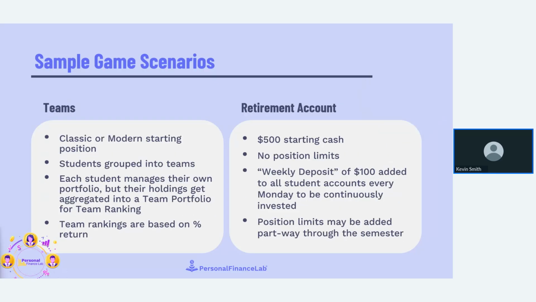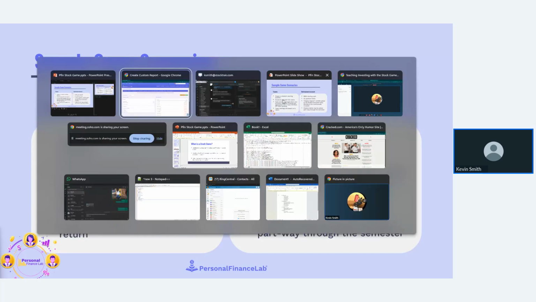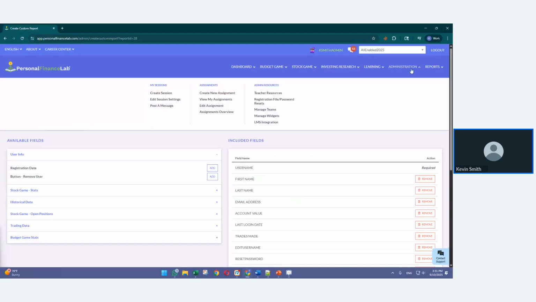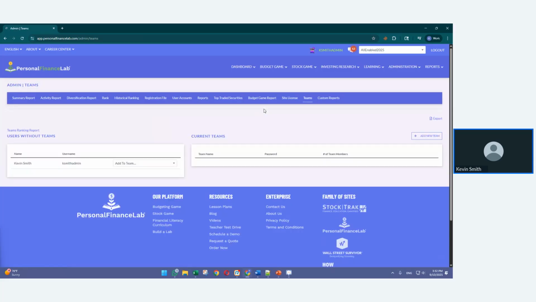A couple more sample scenarios that you can use is teams. So teams in Personal Finance Lab refers to our teams functionality. And if you were to go into the admin reports, there's an option to manage teams. When you set up a team, all of your students still have their own accounts. So they all make their own trades. They have their own portfolio. If you have assignments, you're using that. All the assignments are on their own. But you can put multiple students into a team.